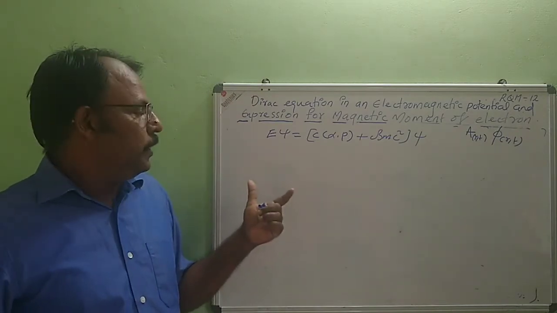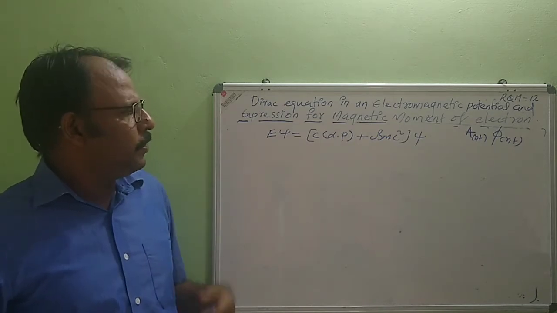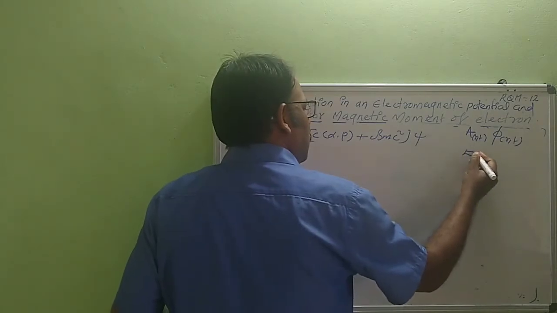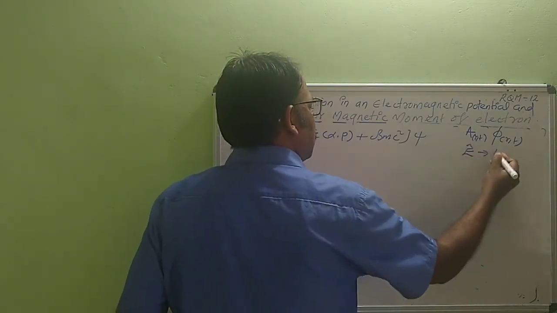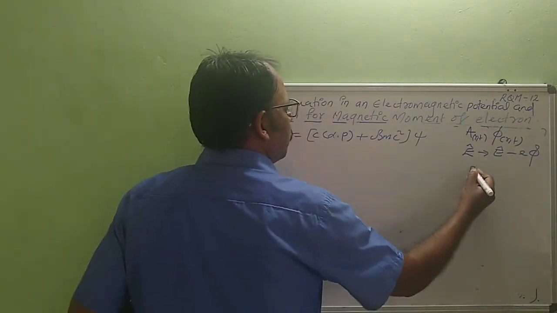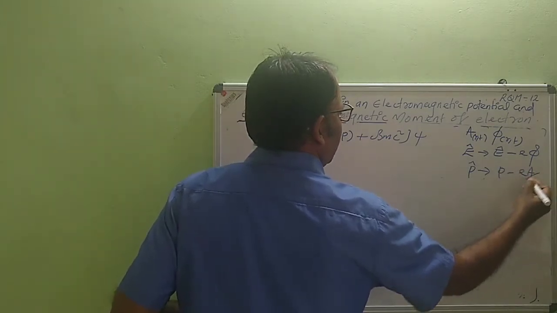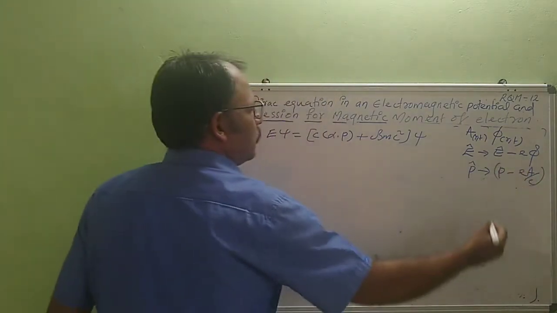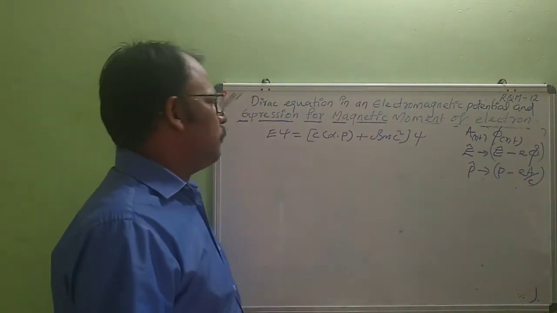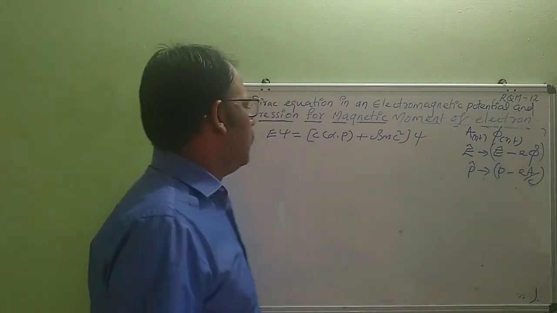So when we write the Dirac relativistic wave equation in an electromagnetic potential, the term E should be replaced by E minus e phi, and P should be replaced by P minus eA by c.